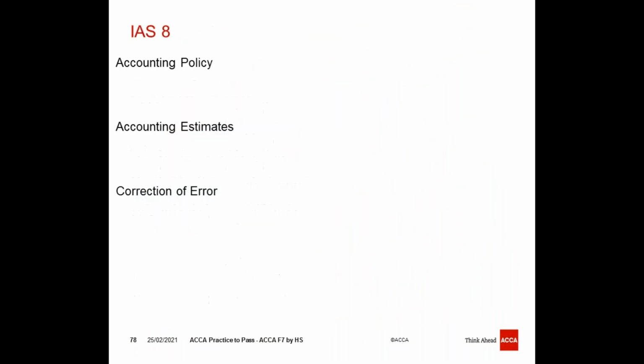Now, moving towards the topic IAS 8, this is one of the favorite areas of the examiner. IAS 8 is about accounting policies, estimates and correction of errors. For accounting policies, policies and presentation should be consistent. But if there is a change in the policy, it should be applied retrospectively.